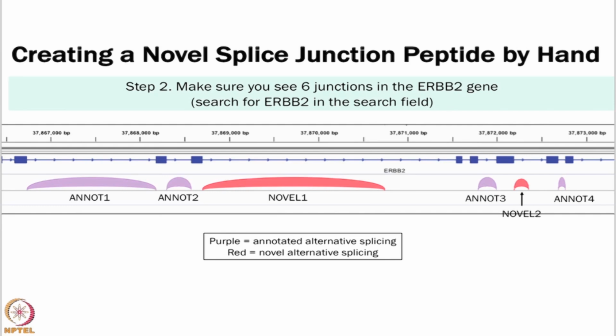There's 6 different junctions that are included. The purple ones are ones that are annotated, and the red ones are novel. Full disclosure, I made up the novel junctions just for this purpose. So they may occur in reality, but I just made them for the demo. So when we open this up, and you can open it now, but we'll open it up in the demo, you should see this.